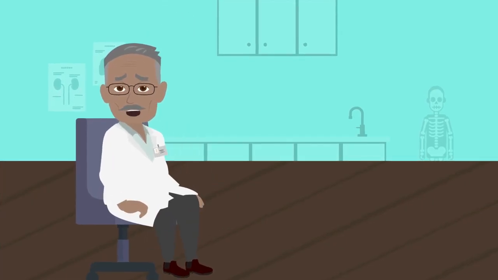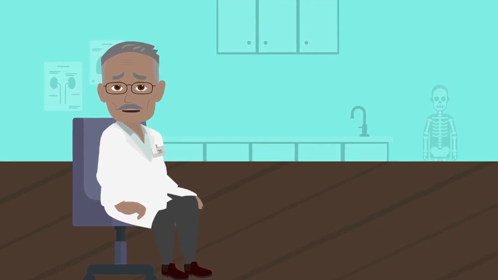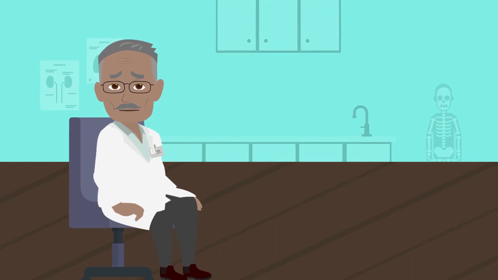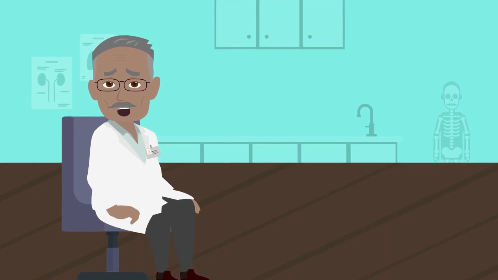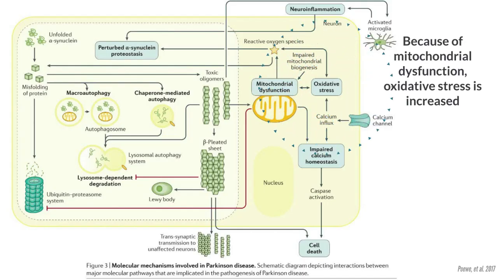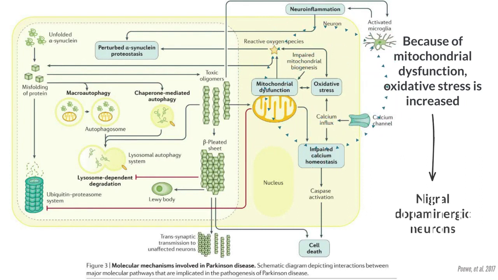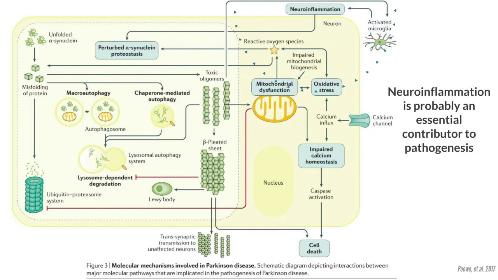Impaired degradation of specific functional proteins seems to have a role in the defective clearance of damaged mitochondria. Thus, the activity of the mitochondrial complex is reduced in several tissues isolated from patients with Parkinson's. Because of mitochondrial dysfunction, oxidative stress is increased in the brain tissue of patients with Parkinson's. But it is debatable whether it occurs early or late during the demise of neurons. Nigral dopaminergic neurons have been suggested to be particularly vulnerable to metabolic and oxidative stress, for several reasons. Neuroinflammation is probably an essential contributor to pathogenesis as well, but maybe not the initial trigger.